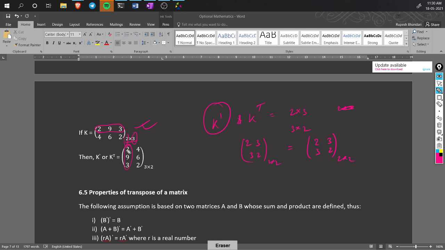If you have a proper look at this particular example, you should be able to figure it out. See over here, 2 9 3 was a row. Now we made it into a column like this. So this was a row, and this became a column over here. That's the difference.